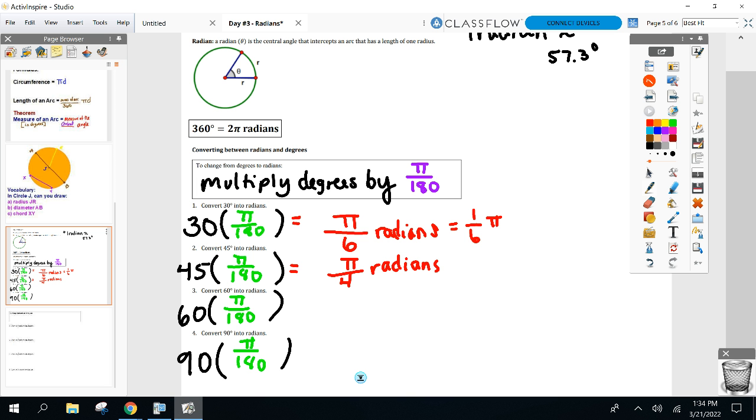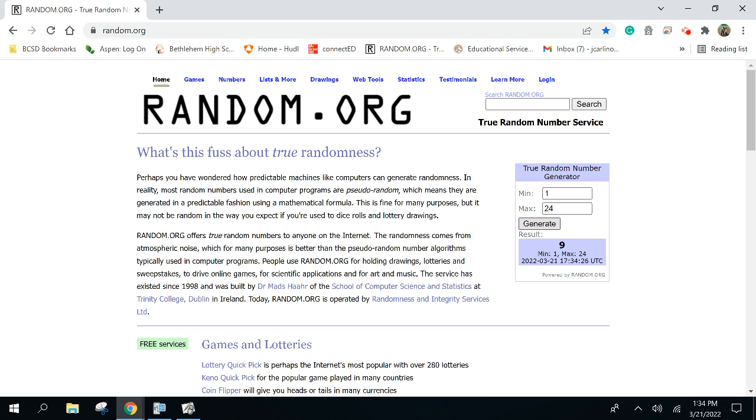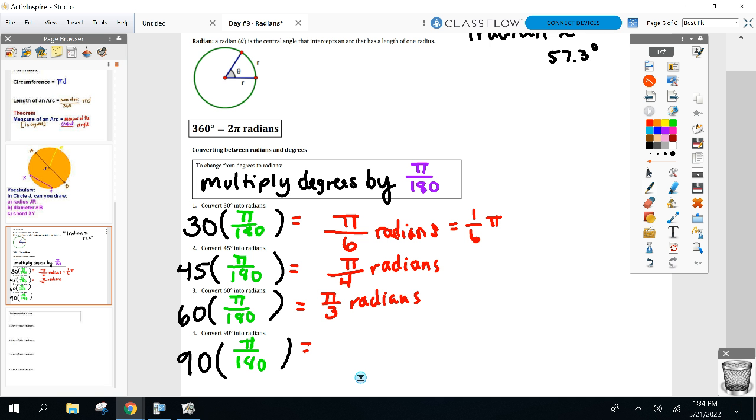What do you got? 60 degrees is what in radians? Pi over 3 radians, good. And how about 90 degrees? Pi over 2 radians. Pi over 2 or 1/2 pi, yep. Also, I just did this because we're beginning. You don't have to write the word radians at all. If I see pi over 2, I know it's in radians already.